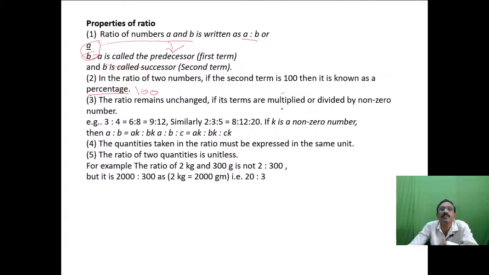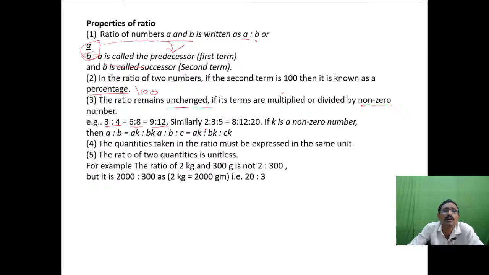Anyway, if it is multiplied by any non-zero number, this non-zero number, it should not be zero. That is why it is said if it is multiplied or divided by a non-zero number, this ratio remains unchanged. Now, for example, 3:4 is 6:8, which is equal to 9:12.